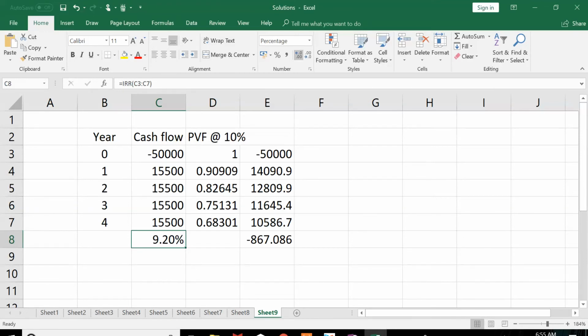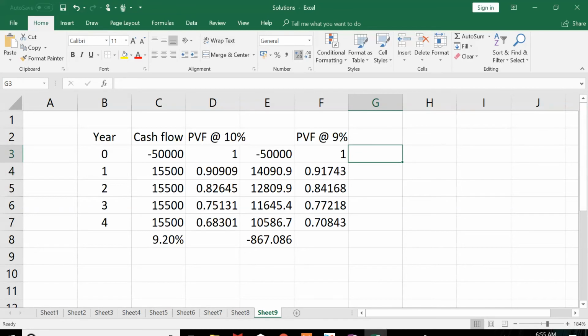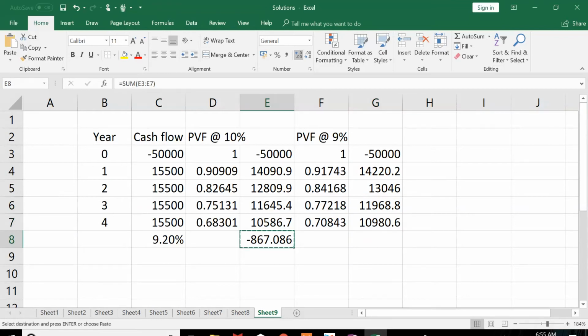If the discounting is done at more than 9.2%, you will generate a negative NPV. Less than 9.2%, you will generate a positive NPV. For example, if I do PVF at 9%, which is 1 divided by 1.09... Now as a concept, IRR basically tells you that if you discount at a rate and you get a positive NPV, it means your IRR is better than the discount rate. At 9% we are getting positive NPV.